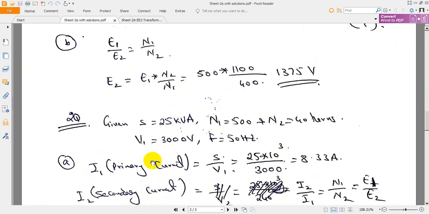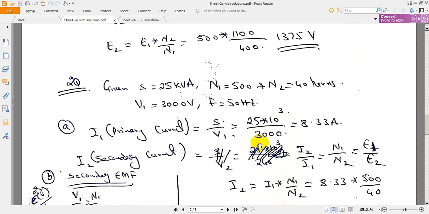To start with, let us write the given data. The given data is S is equal to 25 kilovolt amperes. This is the apparent power. It is the power rating of the machine. N1 is equal to 500 and N2 is equal to 40 turns. Supply voltage V1 is 3000 volts. Frequency is 50 hertz.